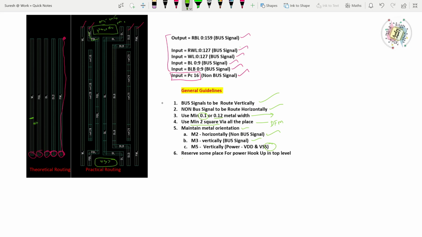Then reserve some area for the power hookup in the top level. This is very much important, okay. We need to reserve some area for the power hookup. So that's what I discussed in the layout. So in this particular portion I have reserved this area for the power hookups. After seeing the real layout, maybe you will be able to understand how I am going to utilize this power area.